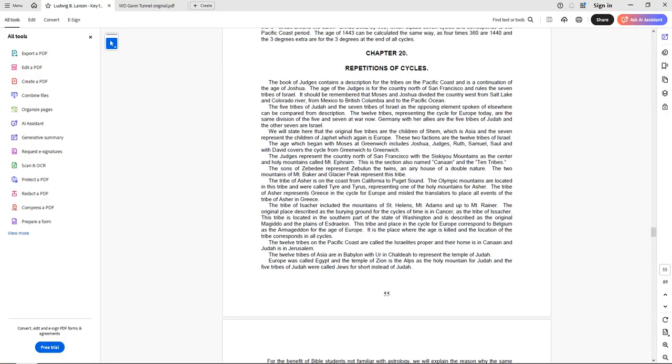In the Larson book, in chapter 20, he's got a chapter called Repetitions of Cycles. You think that might be useful to go through there if you're looking to try to find repetitions or cycles or combination of cycles of repetitions.